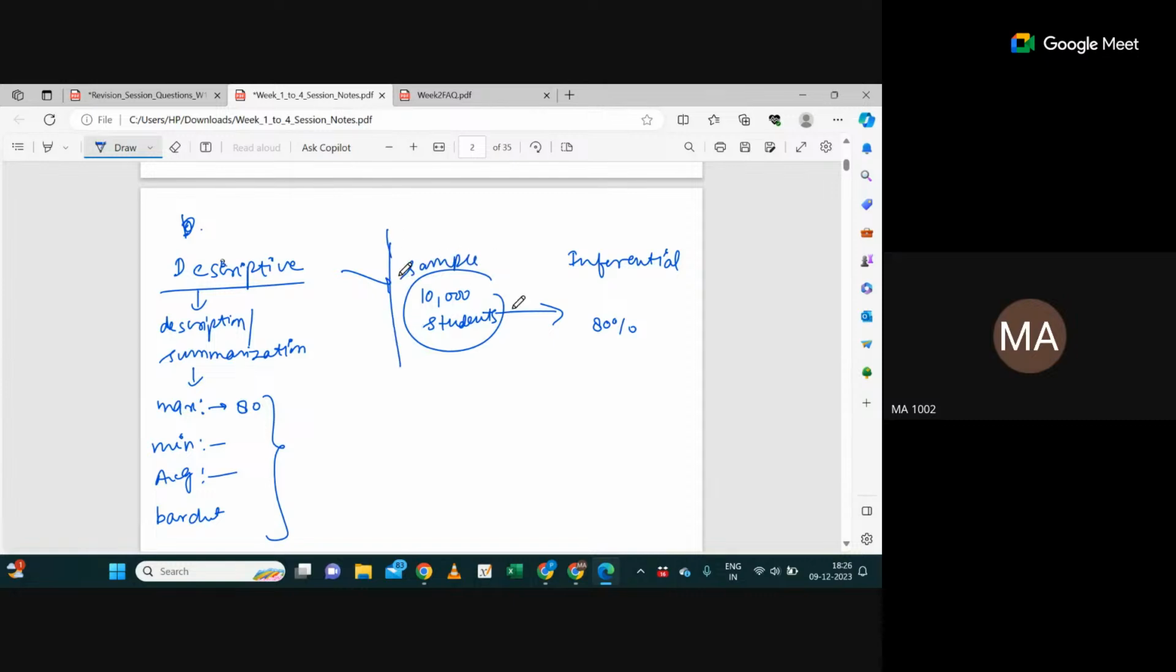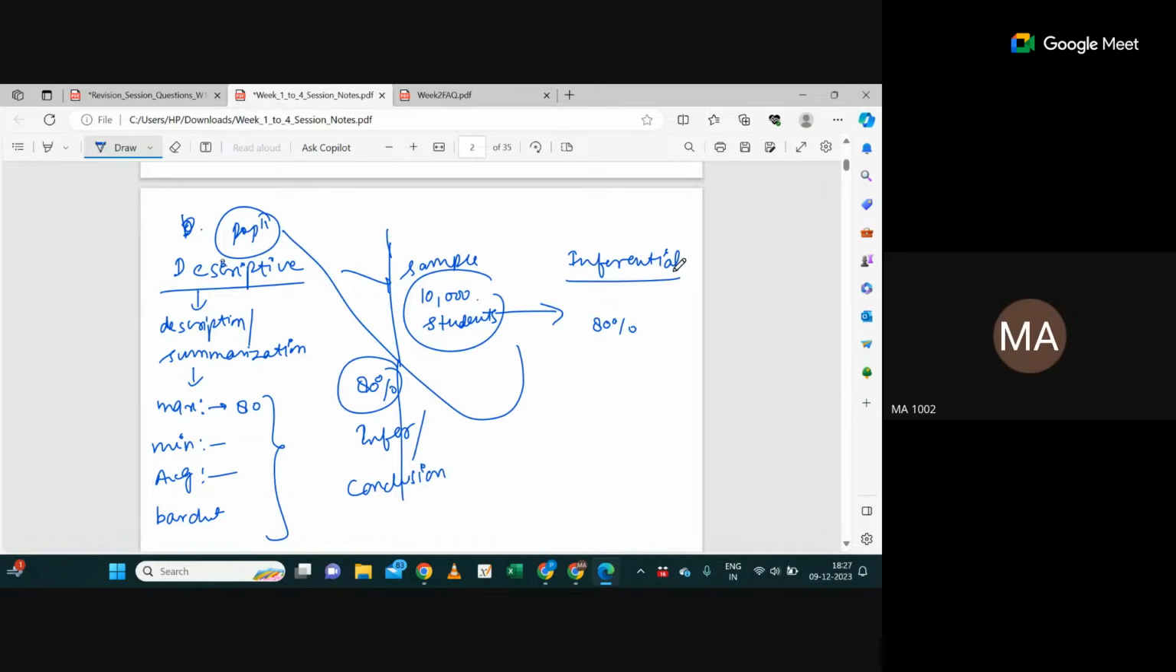So in inferential statistics, we are making a conclusion, we are inferring something about the population data set based on the sample. Based on these 10,000 students, they concluded that 80% of the students want to write the exam. This is something they inferred from the sample data. So basically, I can perform inferential statistics only on sample data, not population data, because based on the sample we make some conclusion for the population data set.